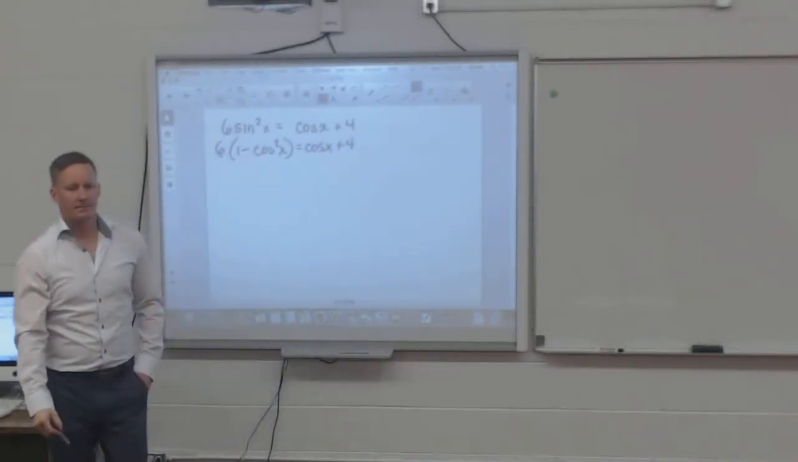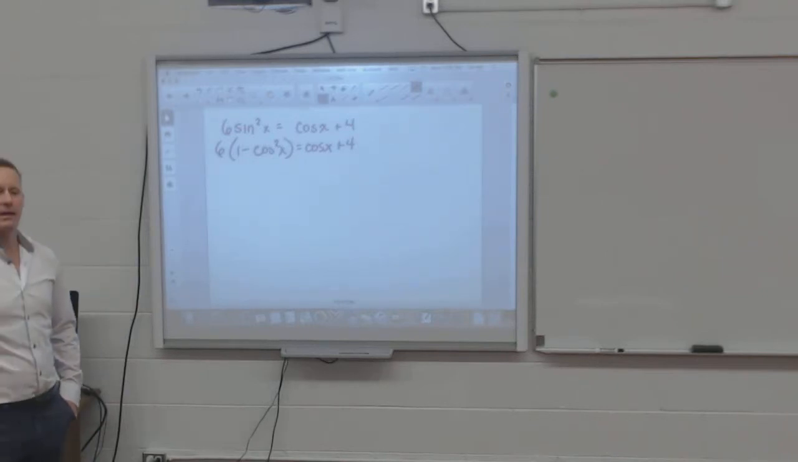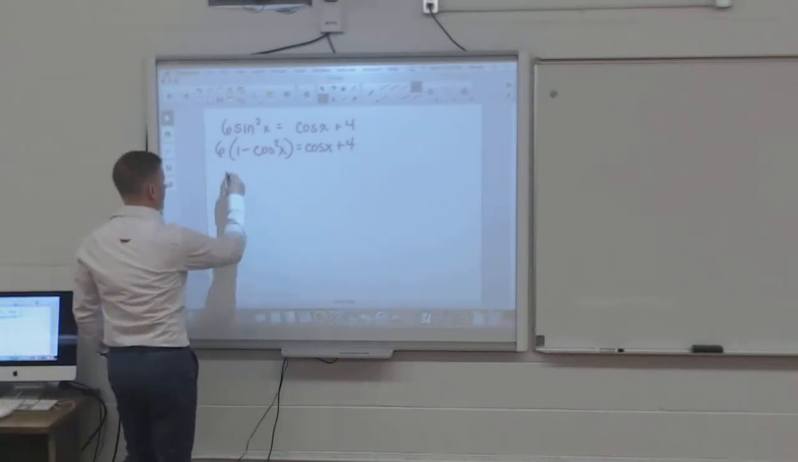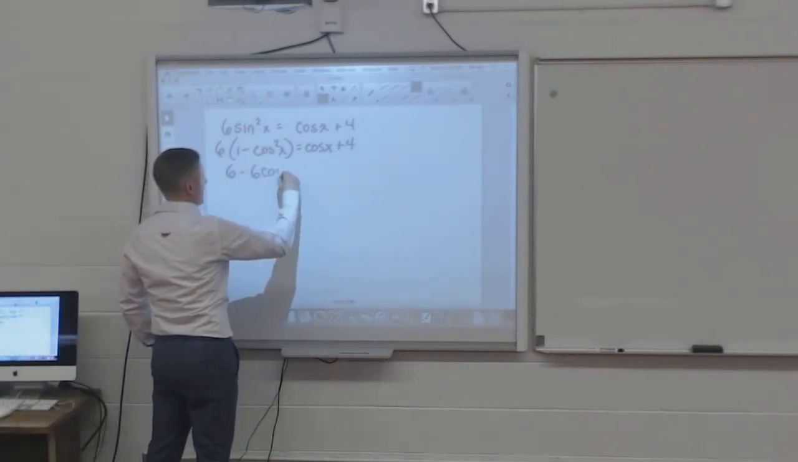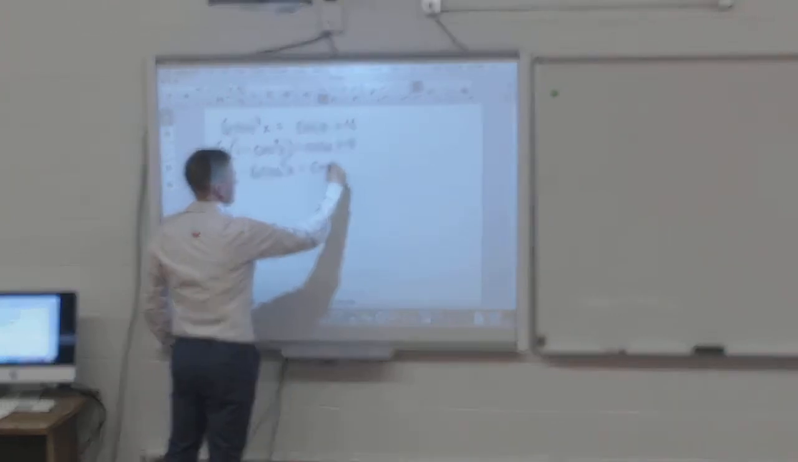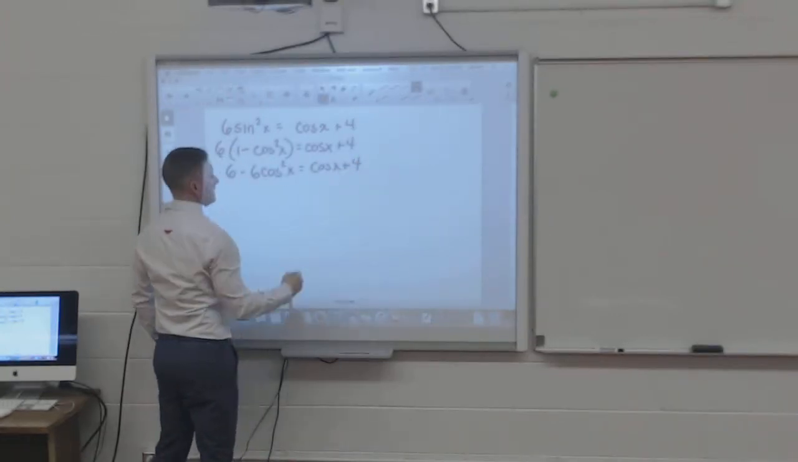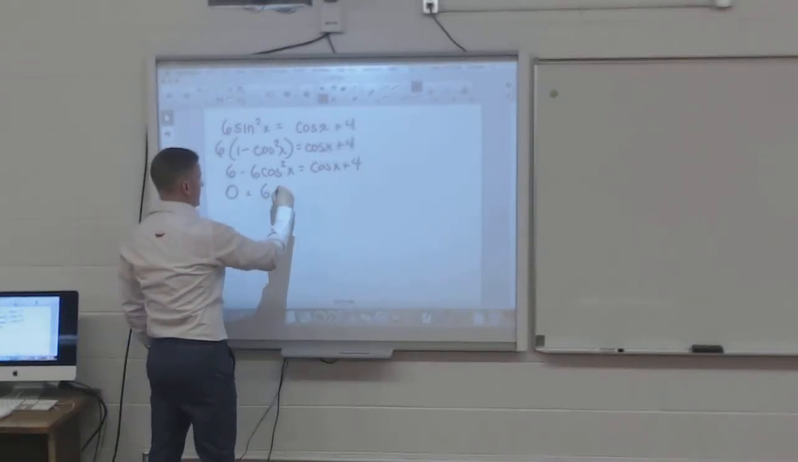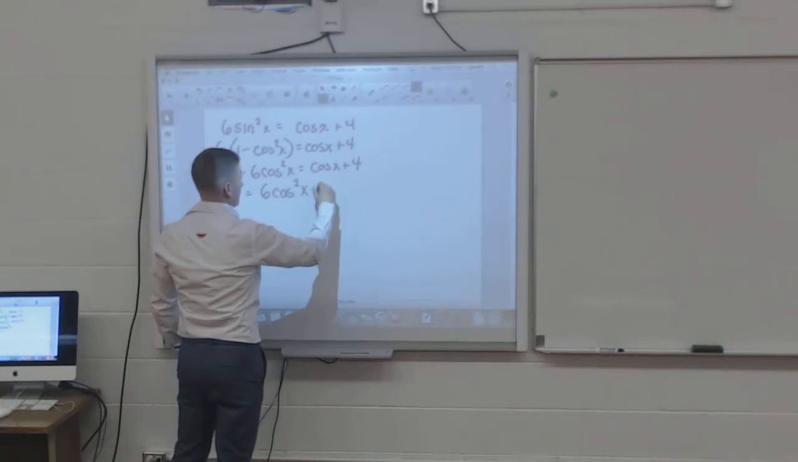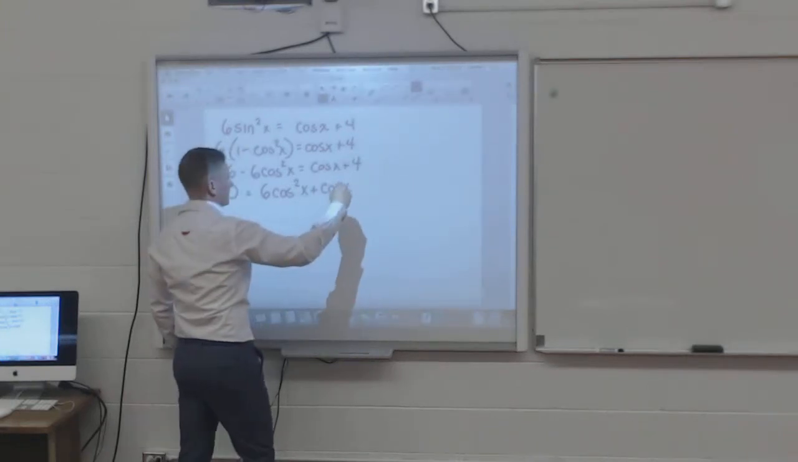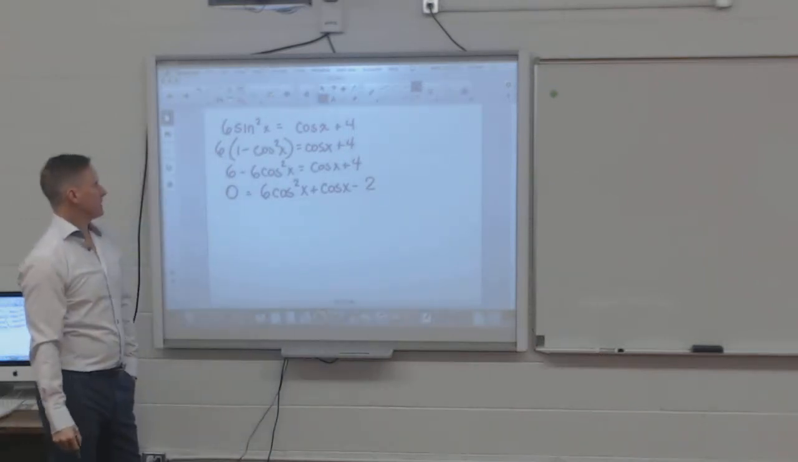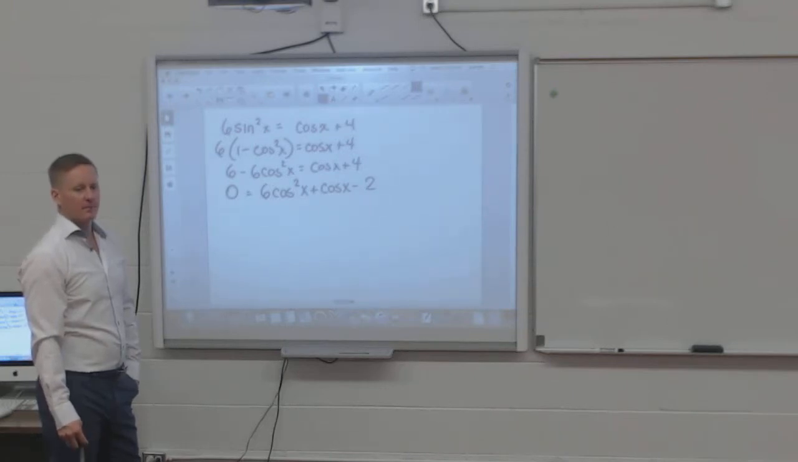So I use an identity. In all of these questions we're looking at how do I use an identity to make this question simpler. So now what do I have? 6 minus 6 cos squared x equals cos x add 4. Need to get it all to one side. 0 equals 6 cos squared x plus cos x minus 2. Okay, so I shift the 6 over and a negative 6 cos squared x. I moved it over. Alright.